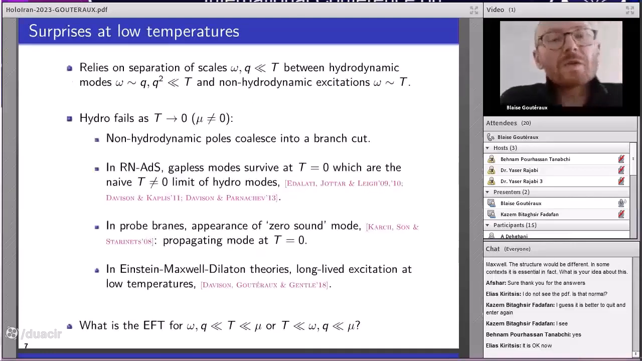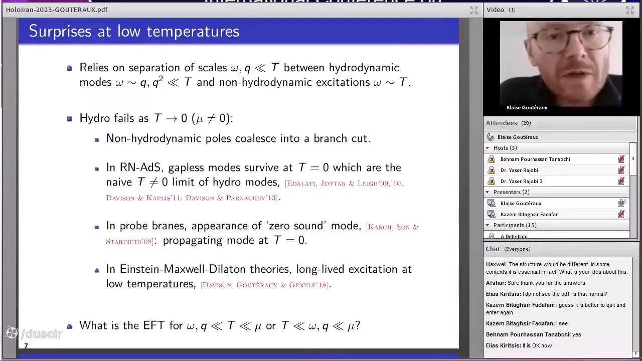So this construction, those effective theories, the emergence of these collective degrees of freedom, relies on the separation of scales. We are always considering frequencies and wave numbers that are small compared to temperature. And what this does is it gives us a hierarchy of scales between the scale at which the hydrodynamic modes live, the small frequencies and wave numbers, and the scale at which all the non-hydrodynamic microscopic excitations live, which is usually of order the temperature.